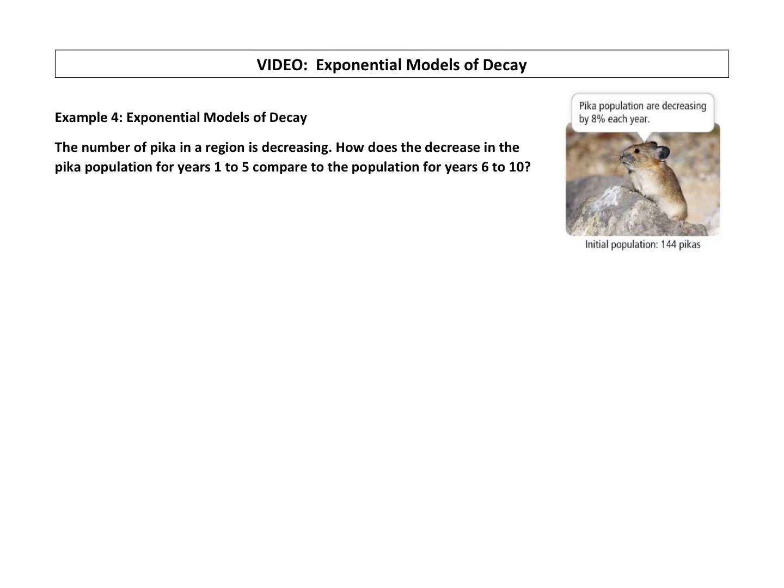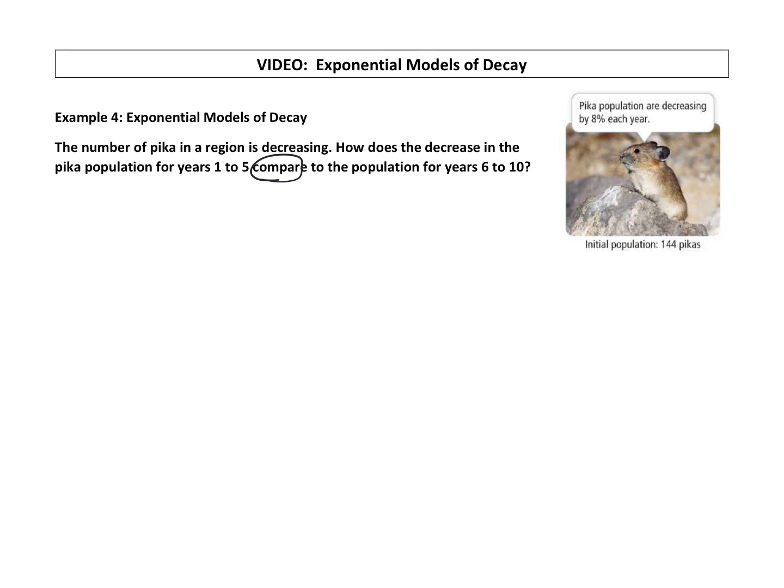Right, so let's look at a model of exponential decay. The number of pica in a region is decreasing. How does the decrease in the pica population for years 1 to 5 compare to the population for years 6 to 10?